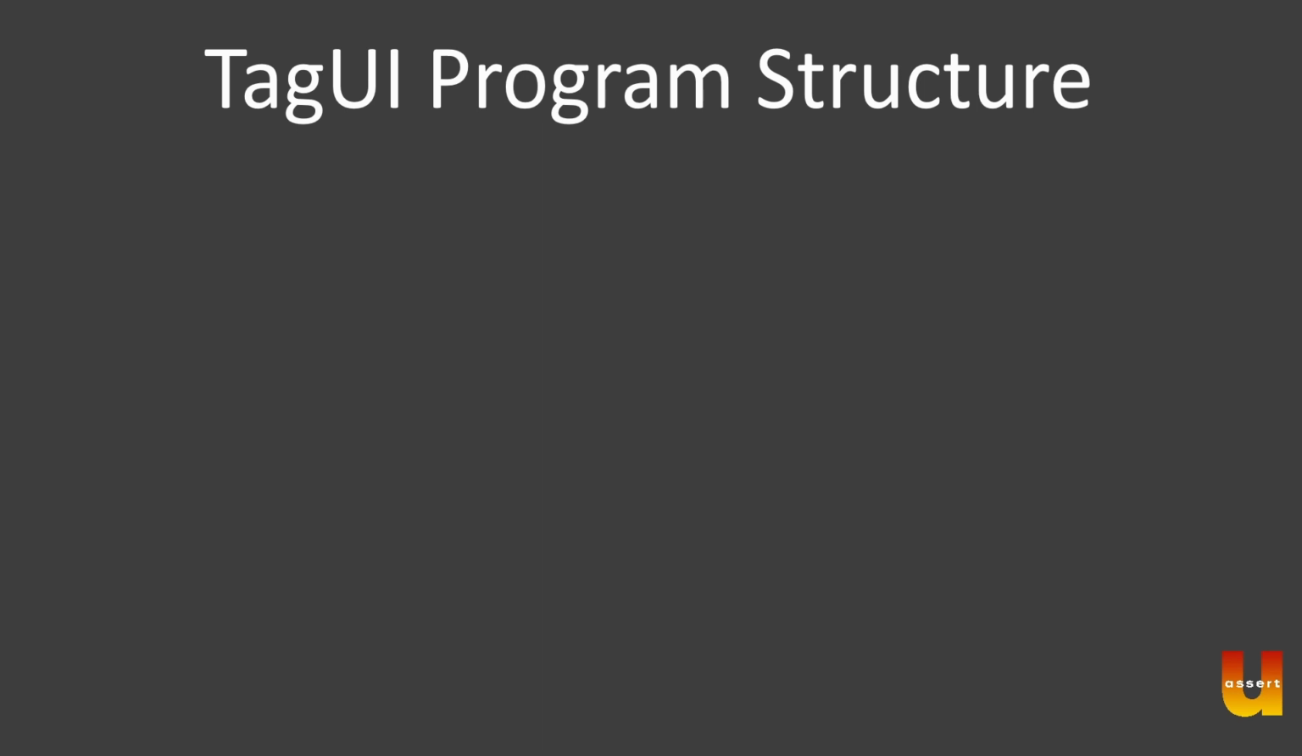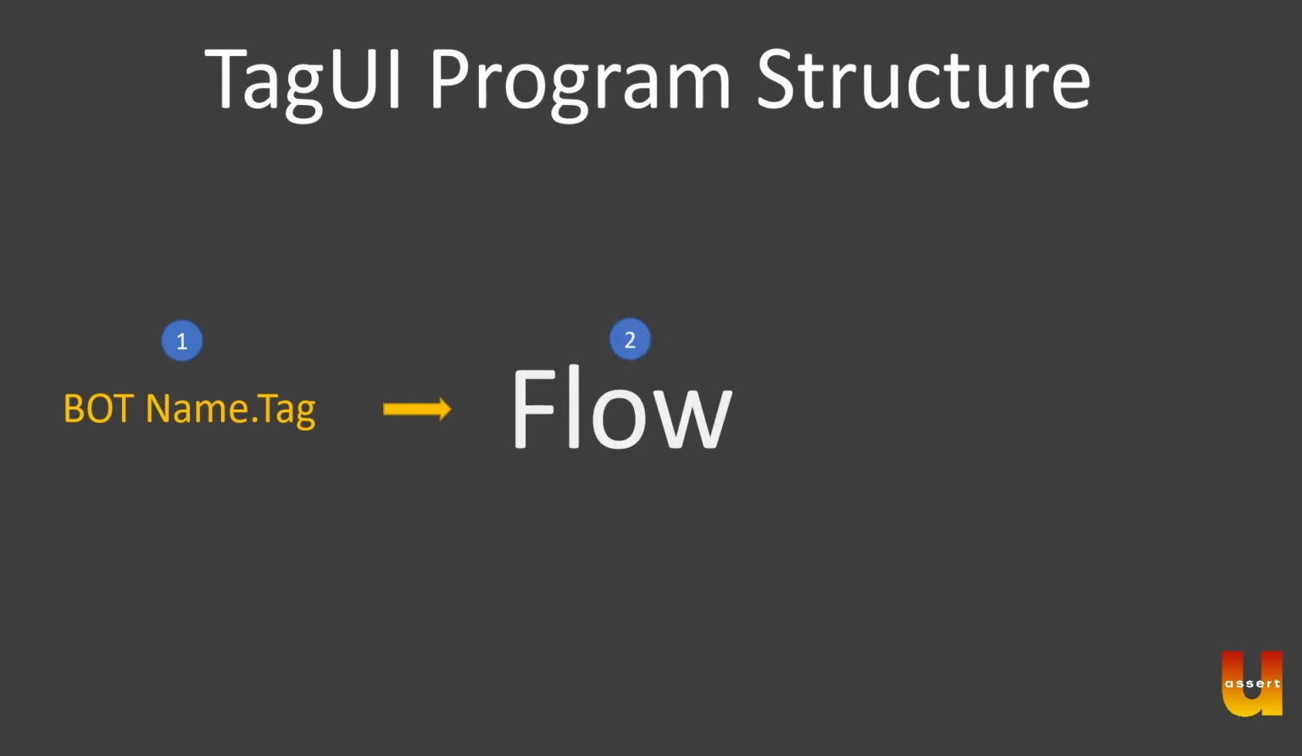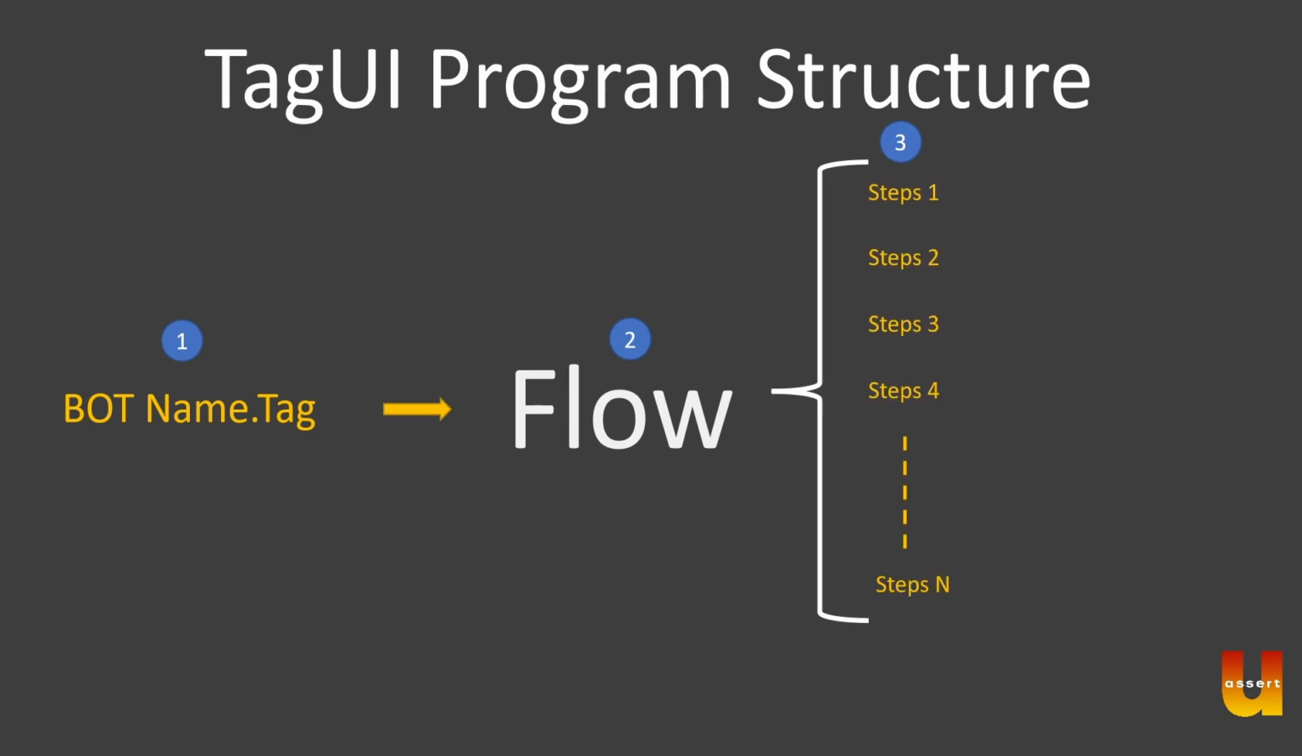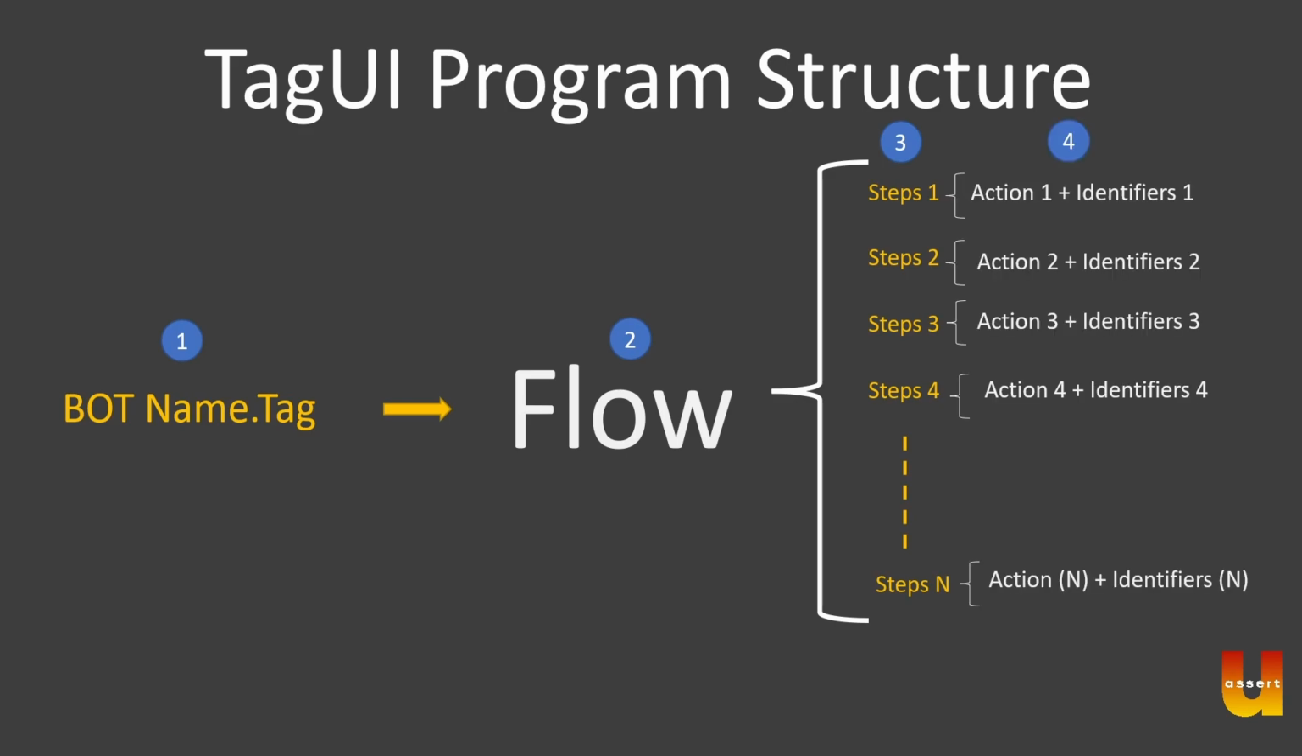One, we call it a flow file or bot process, which should have an extension .tag. It contains flow, and flow is a collection of a series of steps, and each step has an action and an identifier or just an identifier. Let's map this concept with an example to understand better.